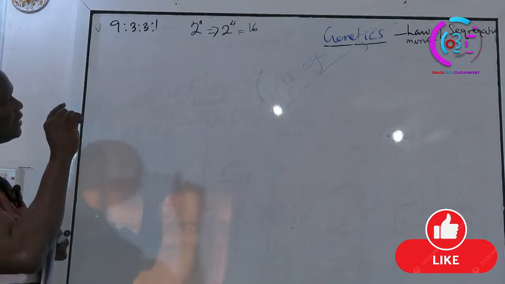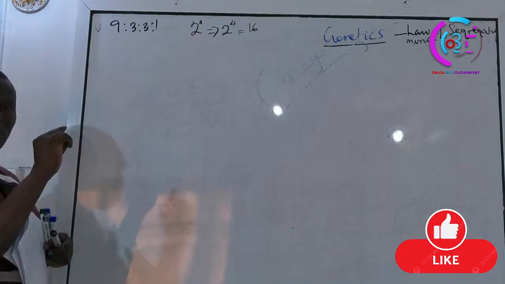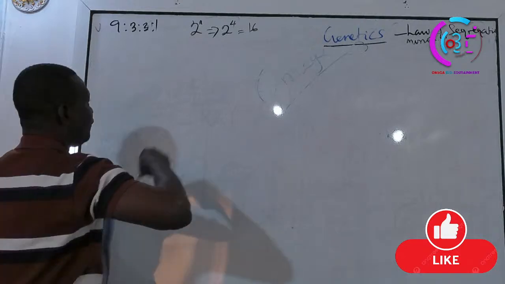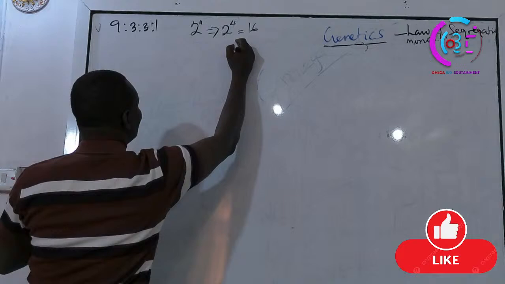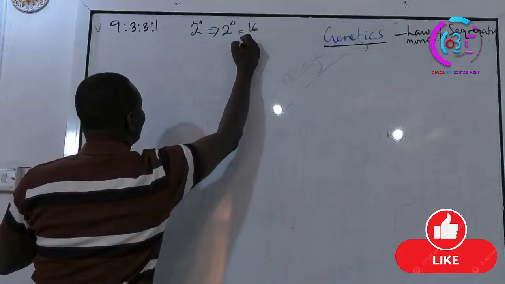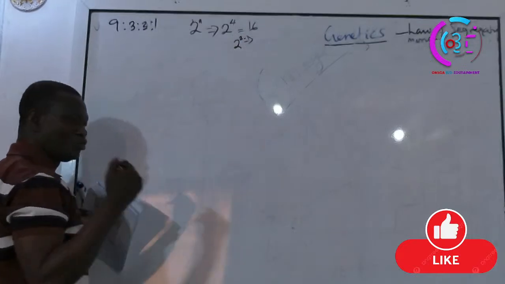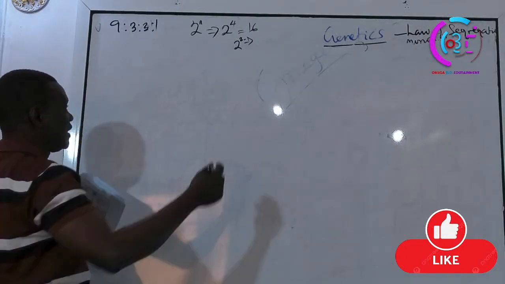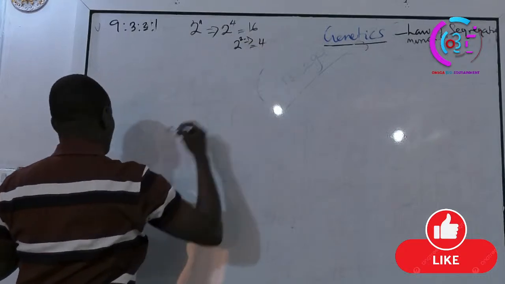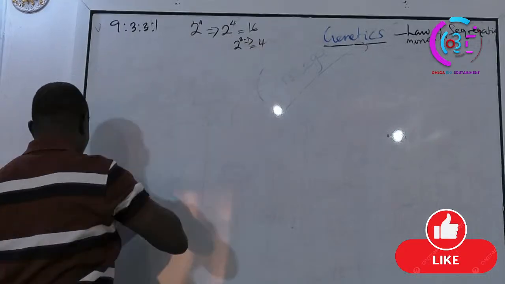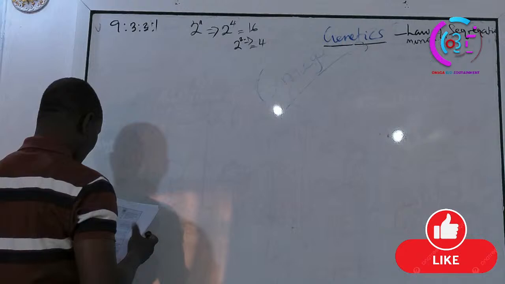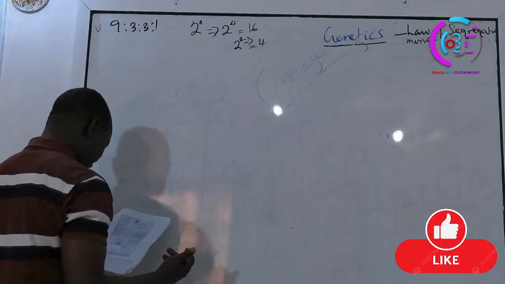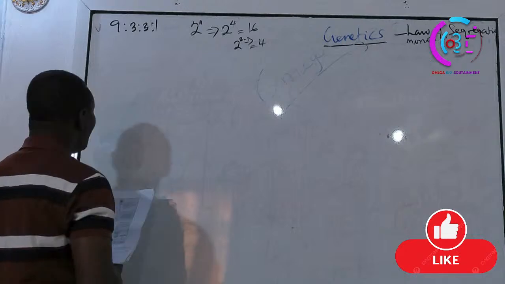Whereas the first law, which is monohybrid, is 2 raised to power n, which is 2 raised to power 2. You only expect 2 gametes at the end of the day. That is why it is 2 raised to power 2, which is 4. Okay, all this you will see when we have a dihybrid crossing.